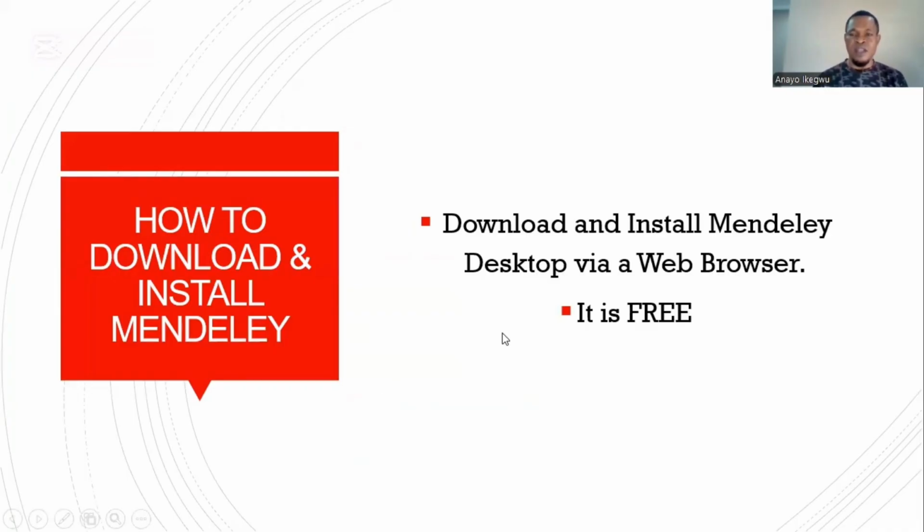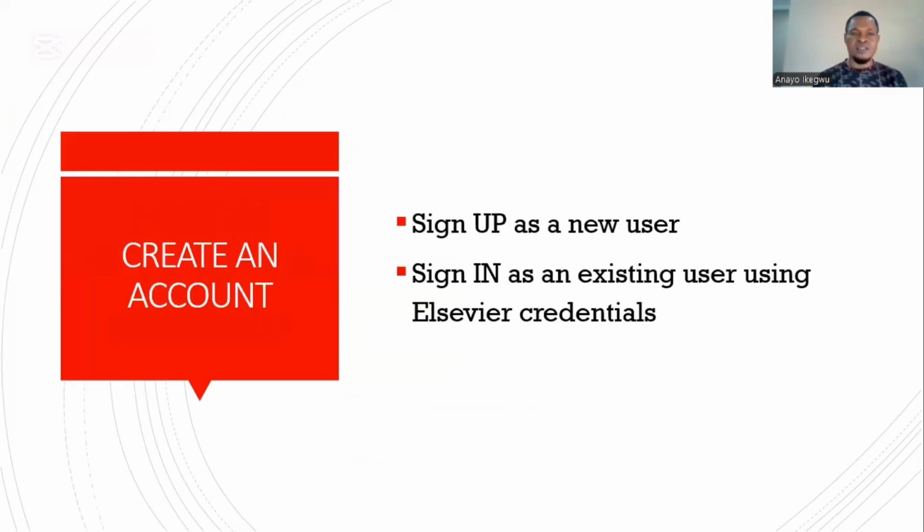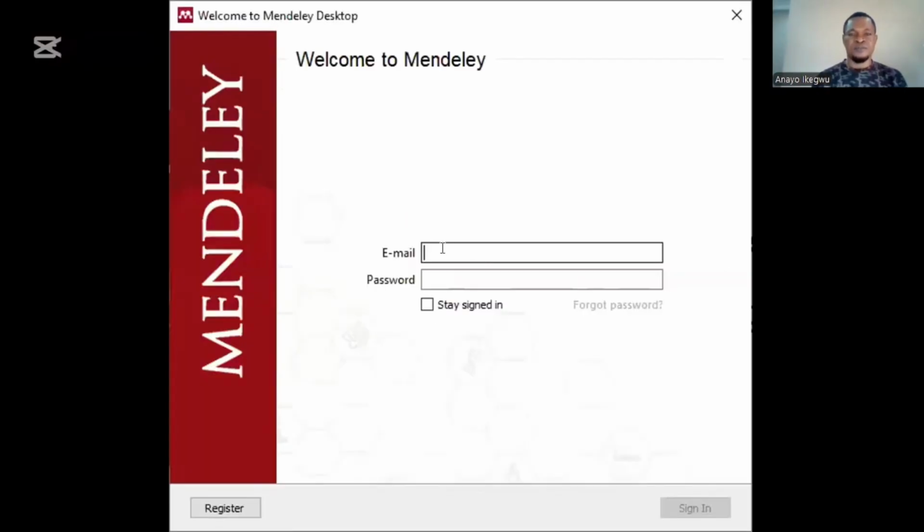Once you download and install Mendeley, the next thing to do is create an account. This is the Mendeley application. It says welcome to Mendeley. If you are a new user, you click on register. It will take you to the Elsevier platform where you can register your account. From here, you enter your email and continue. In that order, you complete your registration.